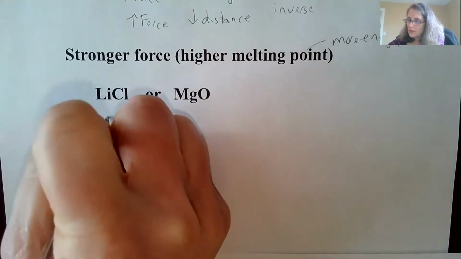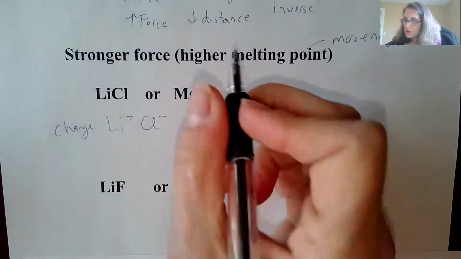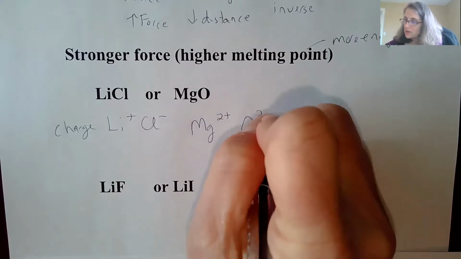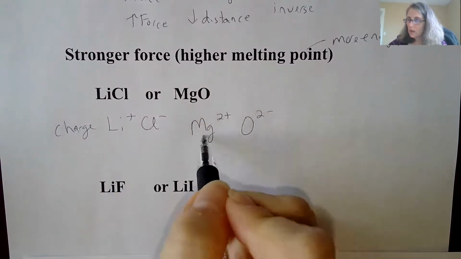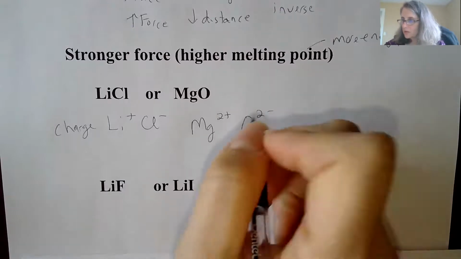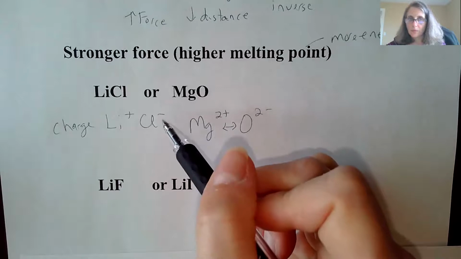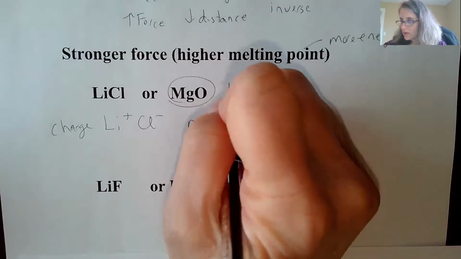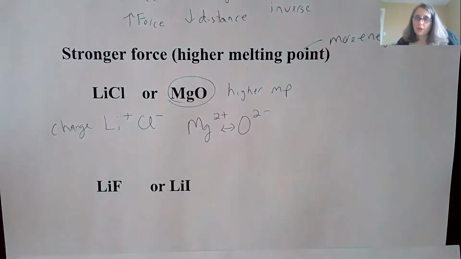So what is the charge of lithium? Lithium is a +1. Chlorine is a -1. What is the charge on magnesium? Magnesium is in the second column. It's a +2. Oxygen is right next to the halogens. In that column, it is a -2. So the one with a higher charge, you're going to have a stronger force. There's going to be a stronger force between the +2 and the -2 than the +1 and the -1. So if it has a stronger force, I'm going to have a higher melting point. So magnesium oxide is going to have a higher melting point than the lithium chloride based on their charges.